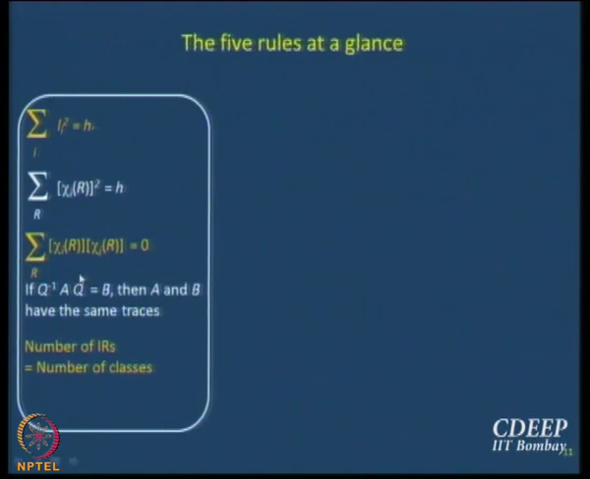Here also you should write the complex because there can be complex quantities. Then same class means same character within the same irreducible representation. Finally, number of irreducible representations is equal to number of classes.